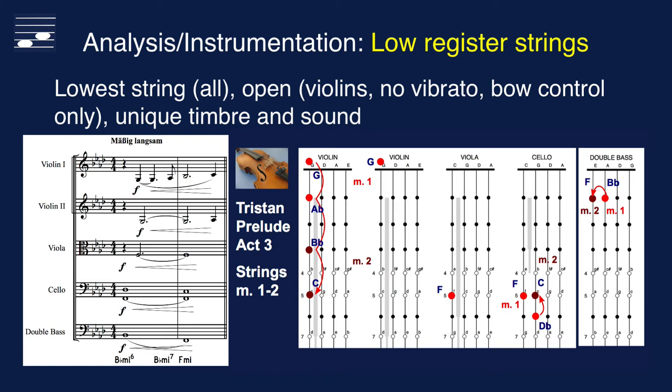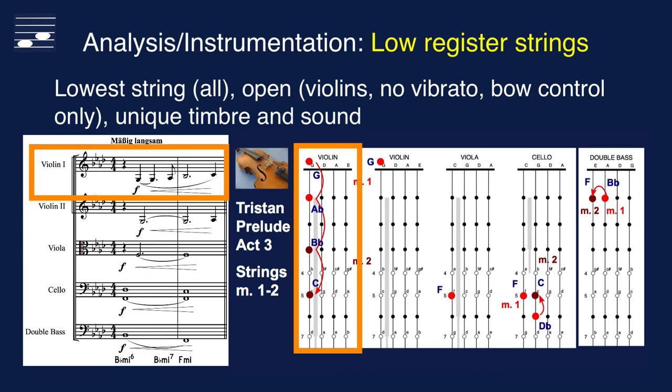Violins start on open G string. This yields a special sound without vibrato. Tone control is fully determined by bowing technique. First violins remain on this string for the first melody phrase.